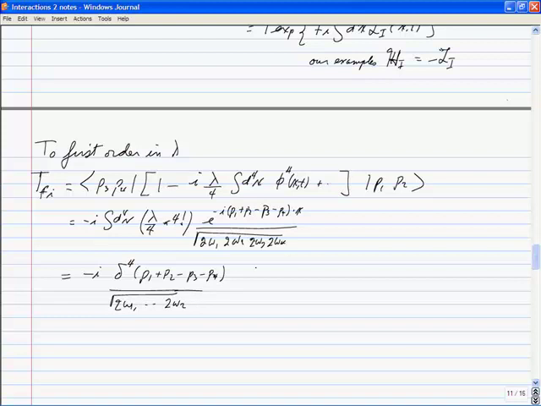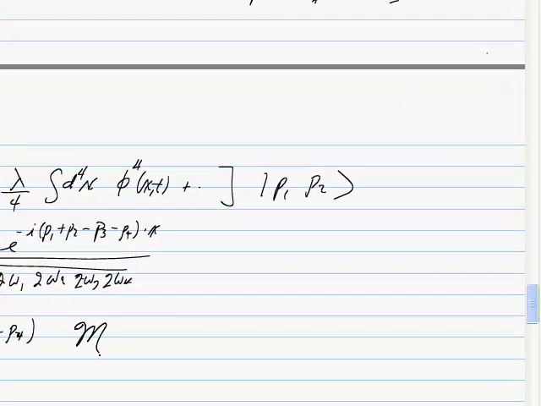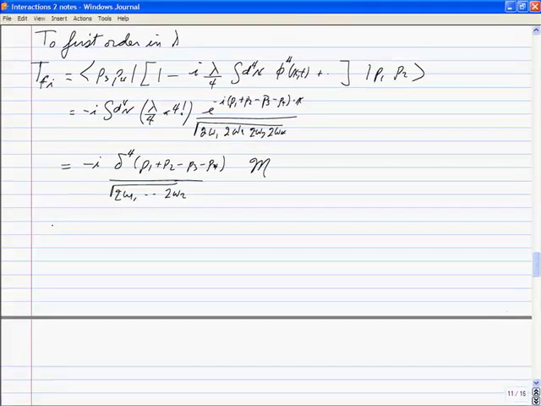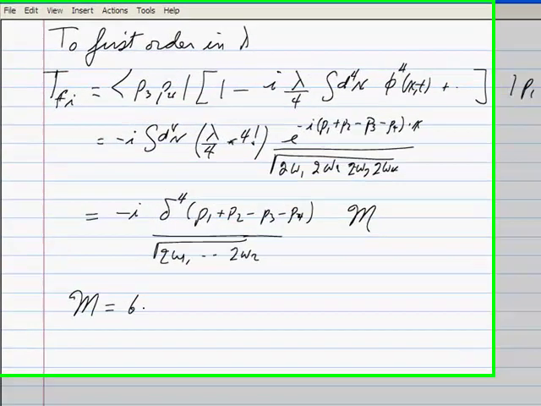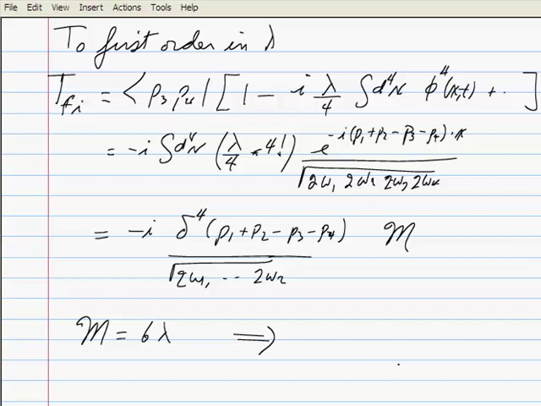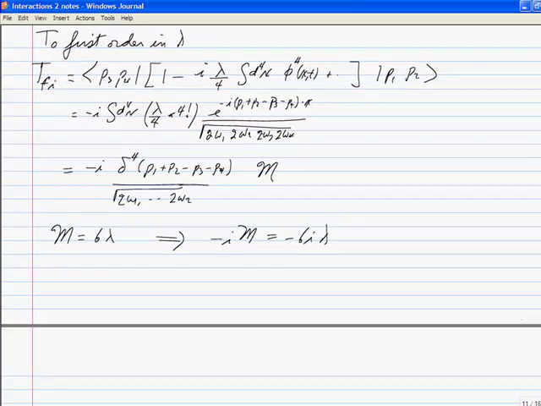And what's left over I'm always going to write as M. And so what we've found here is that the matrix element is, the way I will actually write it, minus i M is minus 6 i lambda. When we do the Feynman rules, there will be a set of rules for minus i M, and the rule will be minus 6 i lambda for this case. So that in fact is a Feynman rule. We just have to formalize it.